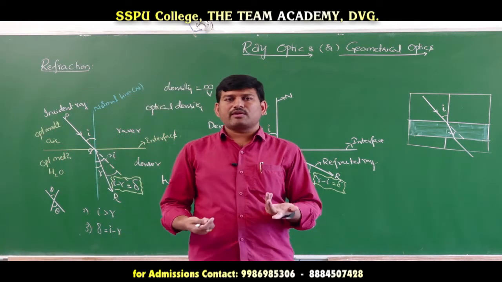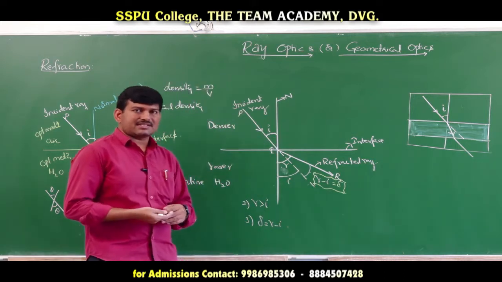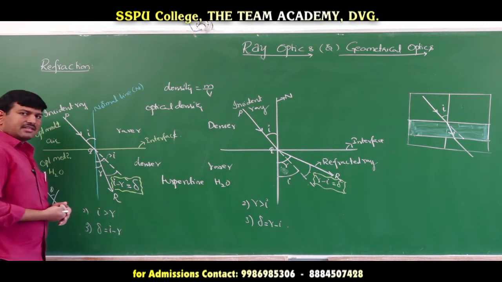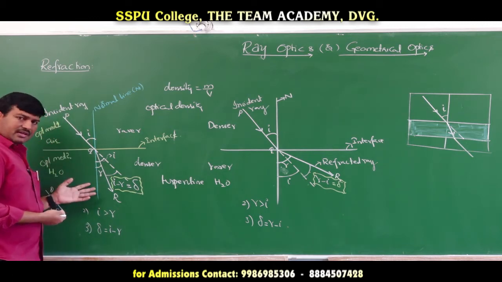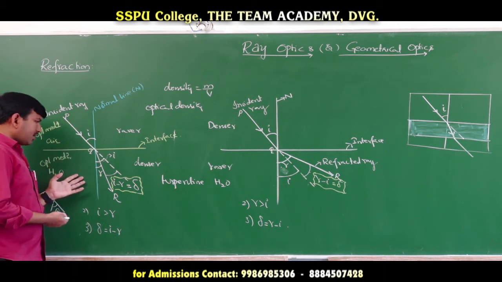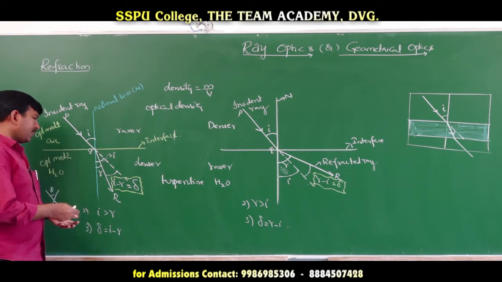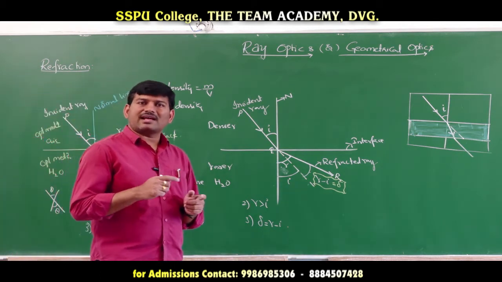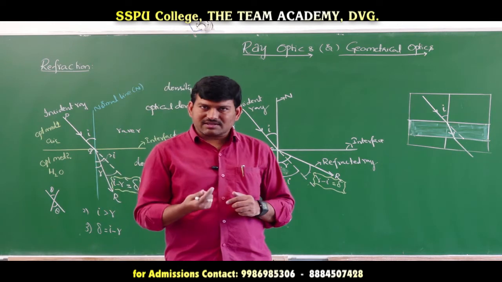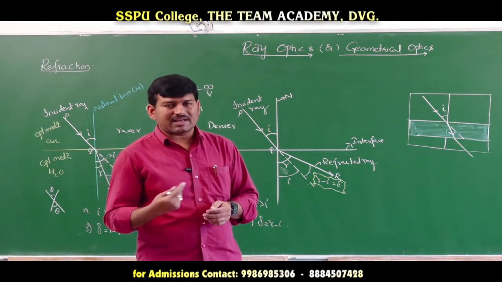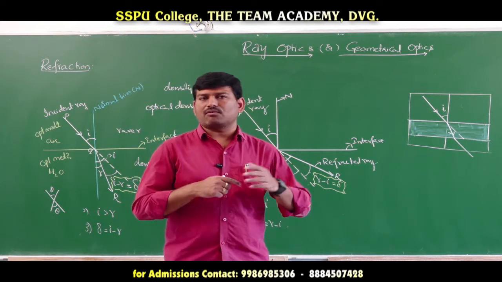It may be true, may not be true. But in most cases, denser mediums are optically denser. For example, air and water, if I consider, air is rarer, water is denser. So here air is optically rarer and water is optically denser. Similarly, if I take glass and water, our common sense says that glass is the denser medium and water is the rarer medium. Even optical density is more for glass and less for water.